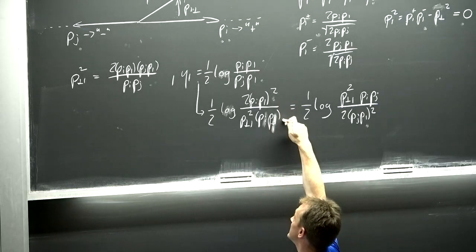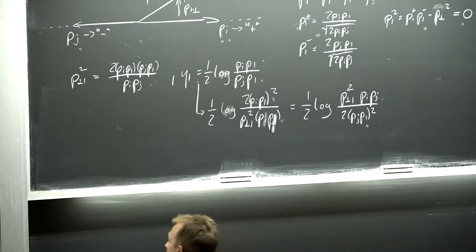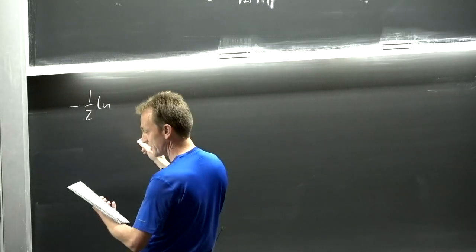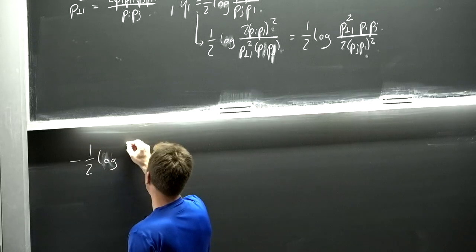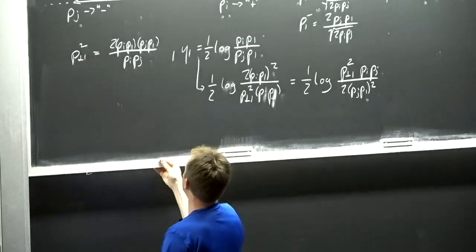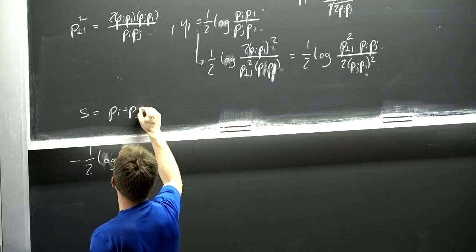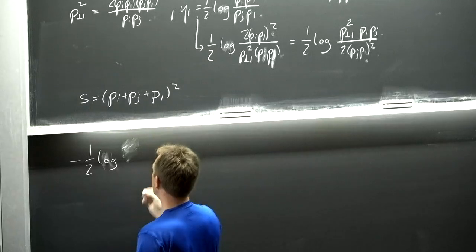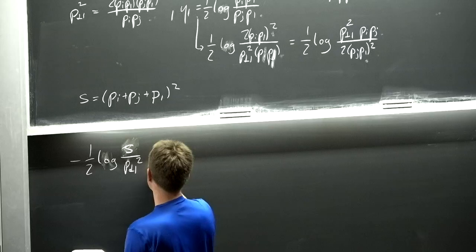And the square will cancel against this factor down here, and the same will happen here. So from this, I can infer the phase-space boundaries in this notation, in this particular frame, which are 1/2 times log of, let me say that I have S equals pi plus pj plus p1 squared. So this is the total center of mass energy, okay? So this will be minus 1/2 log S over p perp 1 squared.